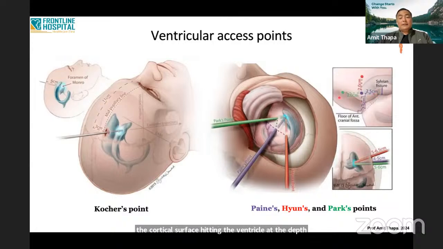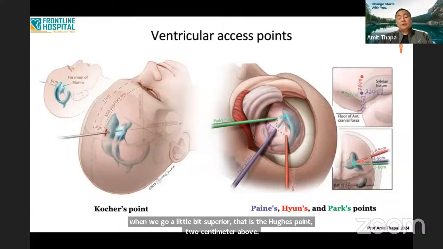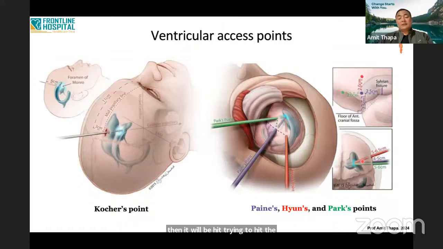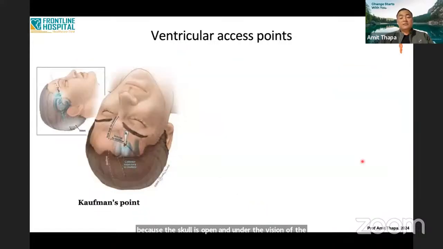However, when we go 2 centimeter anterior, that's Park's point, then we will be hitting the ventricle at 5 to 6 centimeter depth. And when we go a little bit superior, 2 centimeter above, that is the Hume's point, it will hit the frontal horn with a little bit of inferior angulation, at 5 to 6.5 centimeter. Now, this targeting can also be done using ultrasound guidance, because the skull is open, and under the vision of the ultrasound, one can hit the frontal horn very easily using these targets.